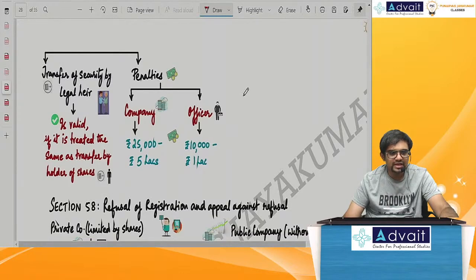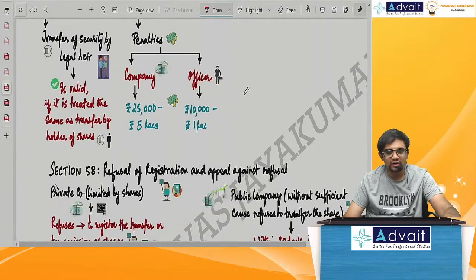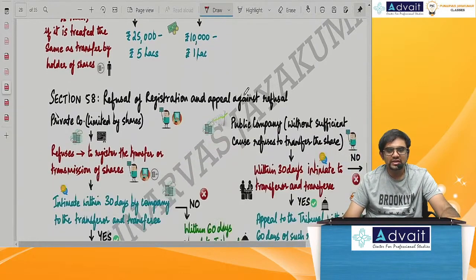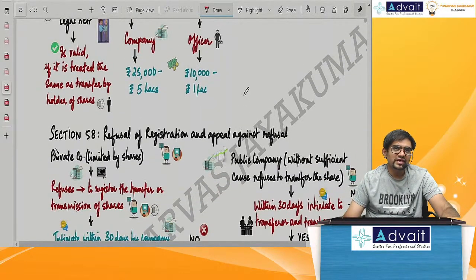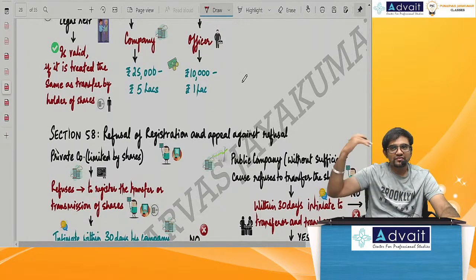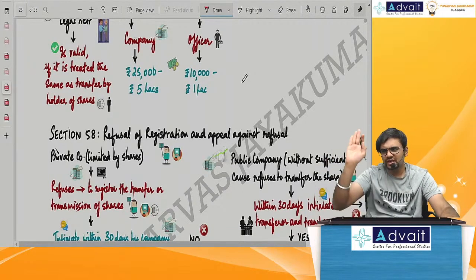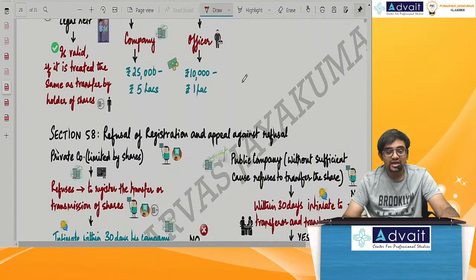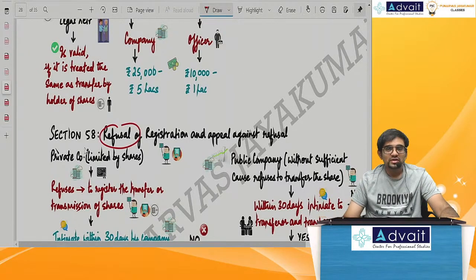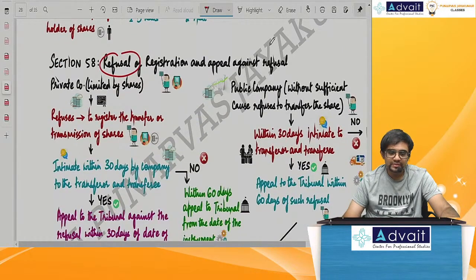Transfer of security by a legal heir is valid. For that, you should give a proper will and a nomination certificate to show this is what is done. If the company refuses to register the transfer, say my great grandfather left some shares for me, I will go to the company and say, look sir, this is the will, this is a nomination certificate. They refuse to transfer without sufficient cause. They will not give me any reason. They refuse to transfer. Now, can I sue them?